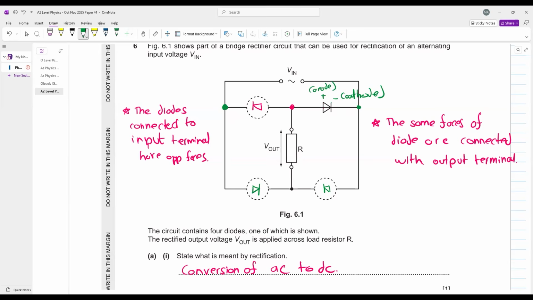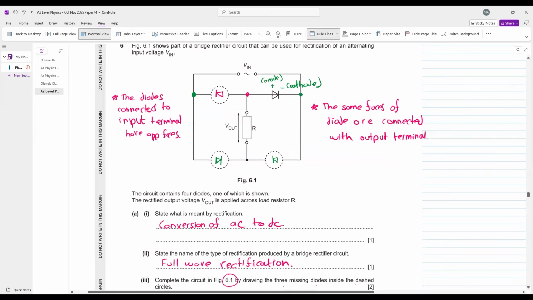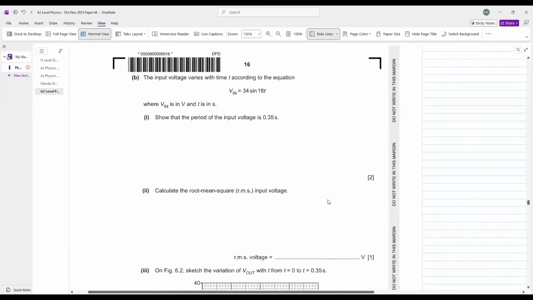But to keep it simple, at the output terminal the same faces of the diode always connect. Triangle, triangle. At the input terminal always opposite faces: line, triangle, line, triangle. You will always get it correctly like this. Okay.